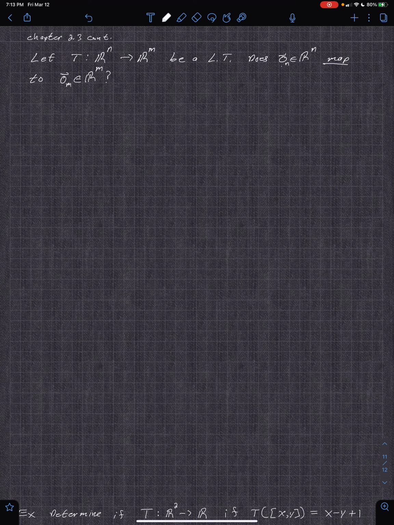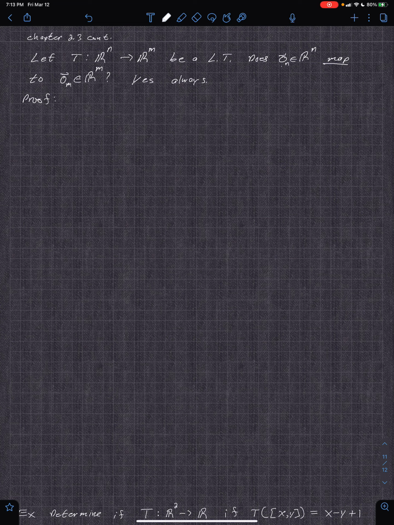All right, so basically, to make this shorter, it does. So the 0 vector maps to the 0 vector every time. All right, so yeah, we'll just put it like that. That's fine. So yes, always. Let's look at a little proof of that. So the 0 vector in a linear transformation always maps to the 0 vector. Does that make sense? Like, why would that make sense?